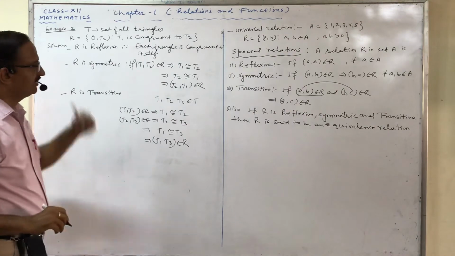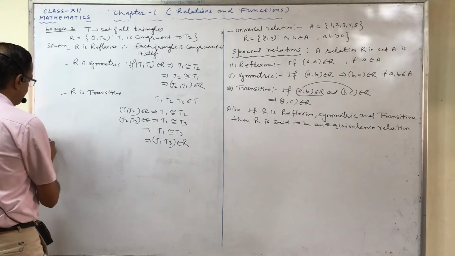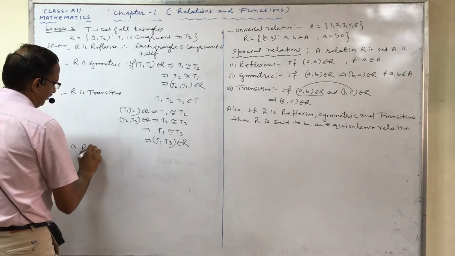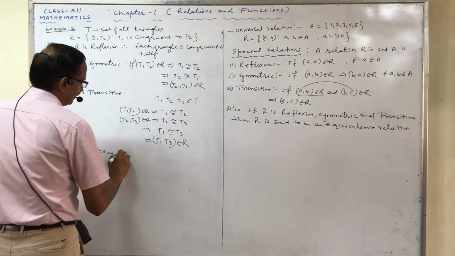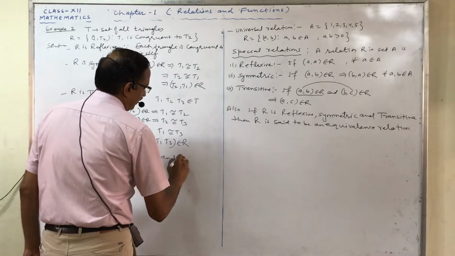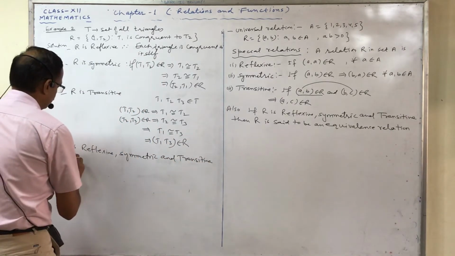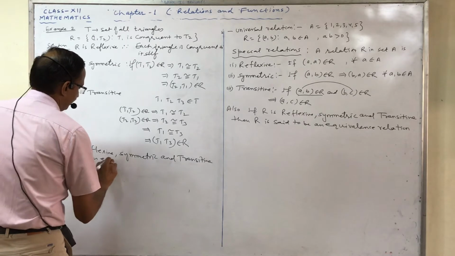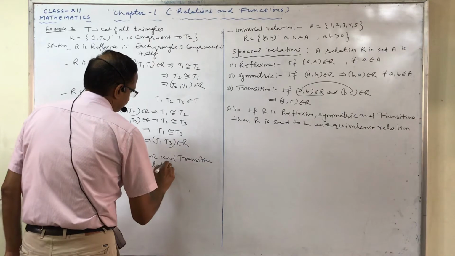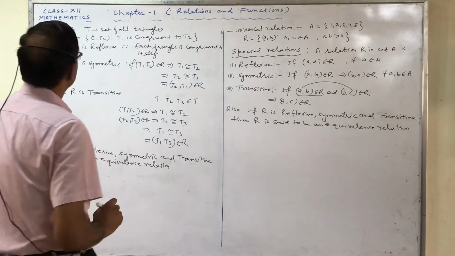Now the relation is reflexive, symmetric and transitive, so it is an equivalence relation. So in the last we will write: since R is reflexive, symmetric and transitive, it is an equivalence relation. Okay children, this is our example number 2.